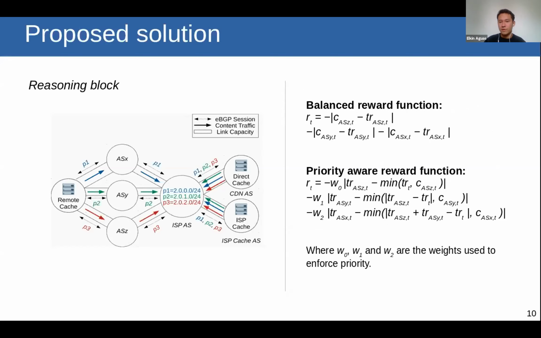Working with reinforcement learning, we have reward functions that we want to maximize. We have 2 reward functions, a balanced reward function. I will explain later in the presentation how they work. That is the simplest of the 2, and we have a priority aware reward function that takes into consideration more real case scenarios where autonomous systems and internet service providers need to prioritize some links over other links based on the type of links they have.